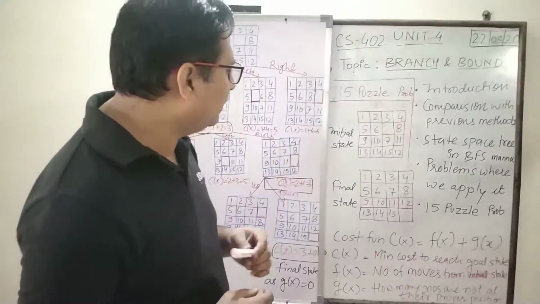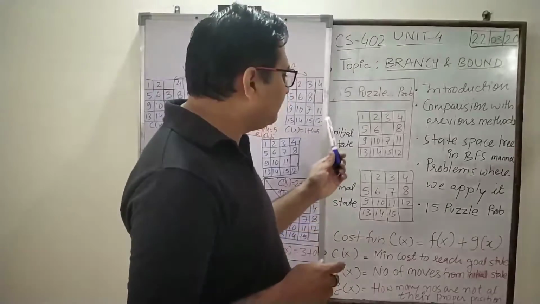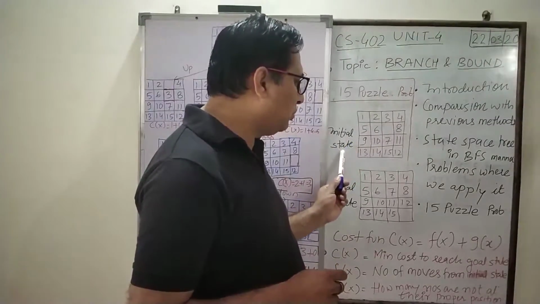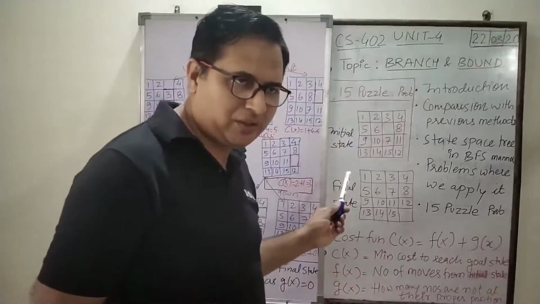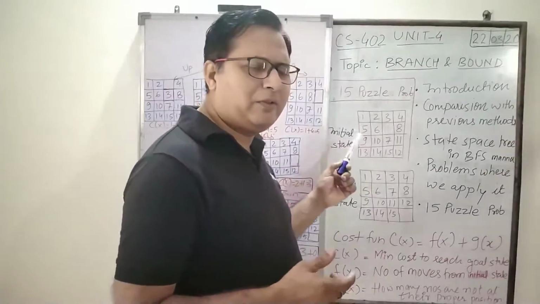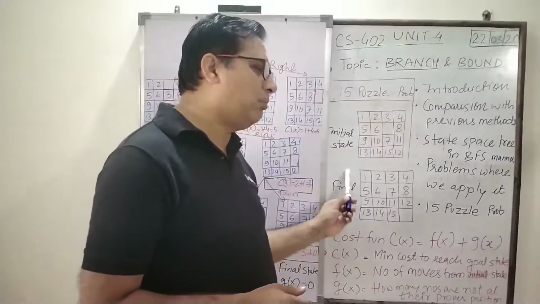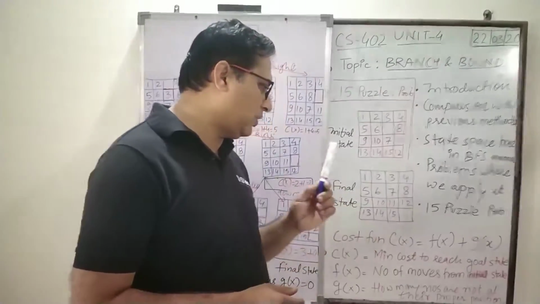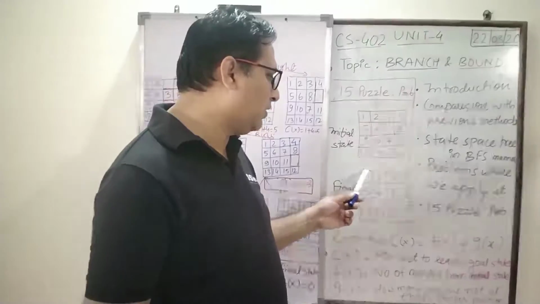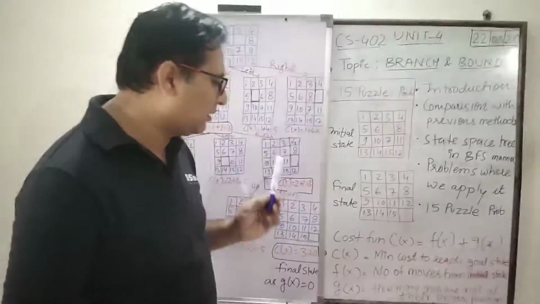So now we consider this problem where we are given a 4x4 board where 15 numbers are placed. We will be given certain positions of the numbers. In the final position, the numbers will have their proper positions, just like 1 to 15, we will arrange all the numbers in chronological order.